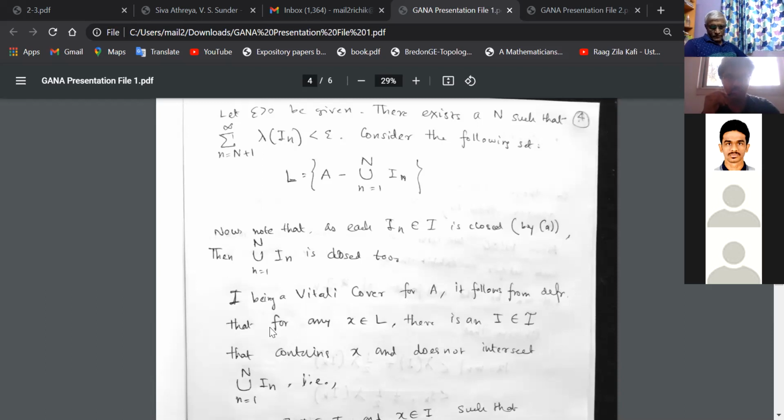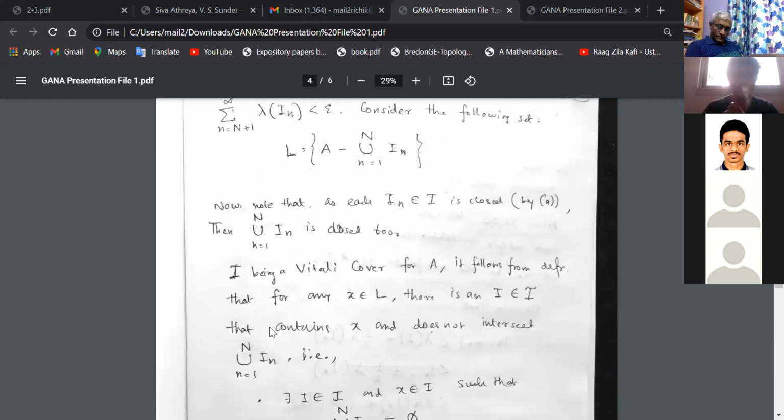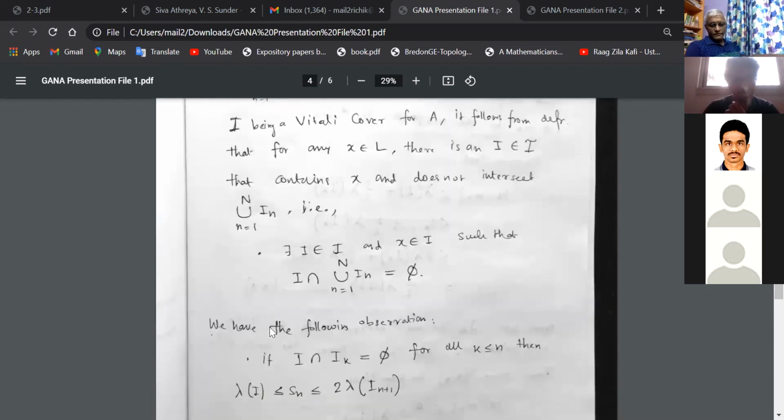It follows from the definition that for any x belonging to L, there is an interval I belonging to the collection, the Vitali cover, script I, that contains x and does not intersect the finite union. That is, there exists I belonging to script I with x belonging to I such that I intersection the union of In for n equals 1 to N is equal to empty.